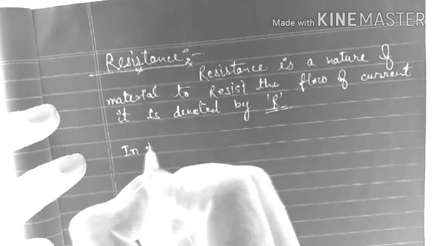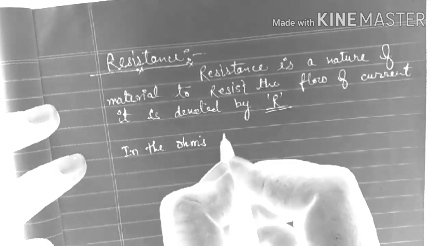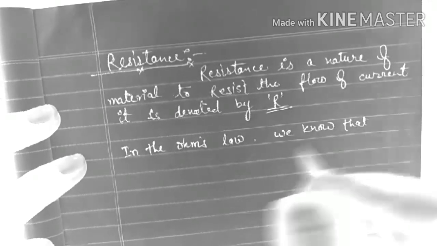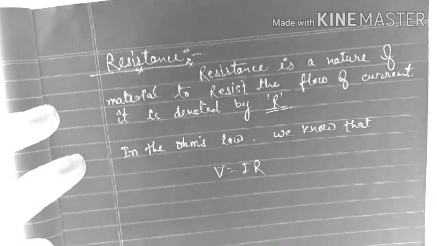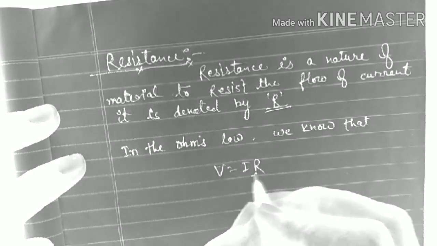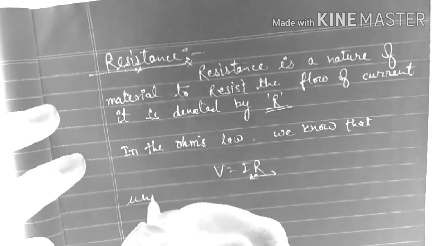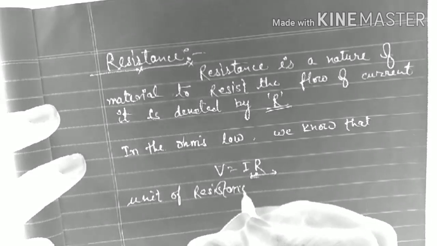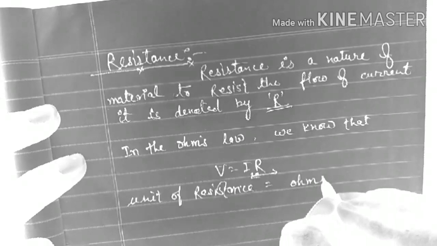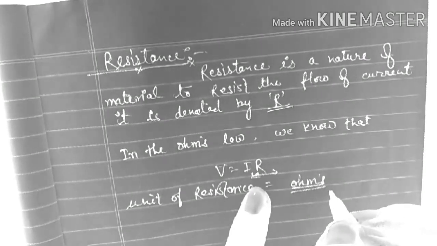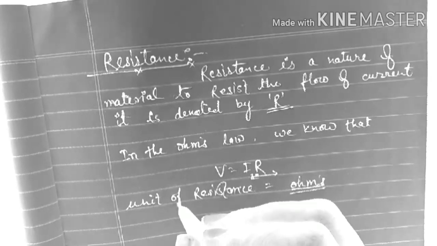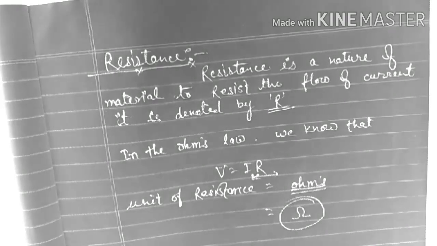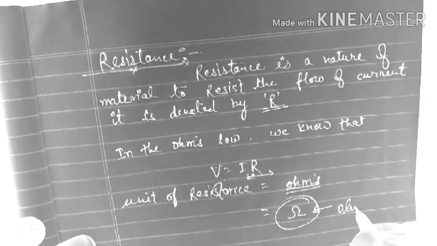In Ohm's law, we know that V is equal to I R. R is our resistance. The unit of resistance is the Ohm, because the scientist Ohm discovered resistance. The unit of resistance is equal to Ohm, and it is denoted by this sign. It is called ohms.